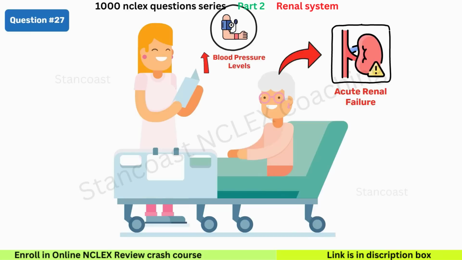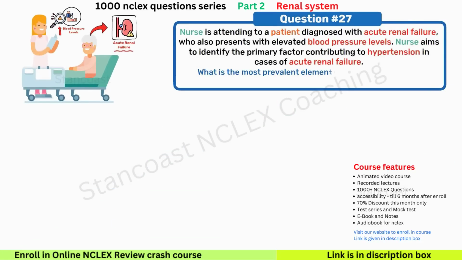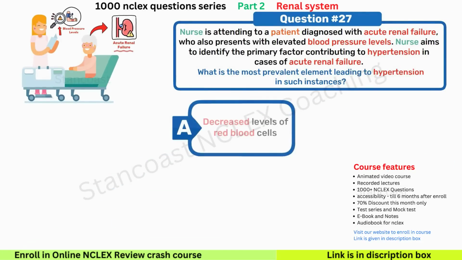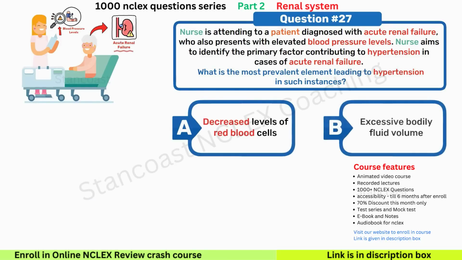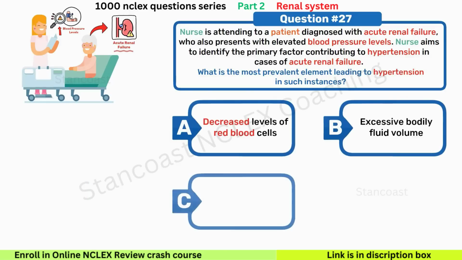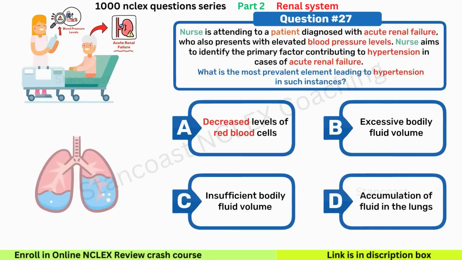The nurse is attending to a patient diagnosed with acute renal failure who also presents with elevated blood pressure levels. The nurse aims to identify the primary factor contributing to hypertension in cases of acute renal failure. What is the most prevalent element leading to hypertension in such instances? A. Decreased levels of red blood cells. B. Excessive bodily fluid volume. C. Insufficient bodily fluid volume. D. Accumulation of fluid in the lungs.